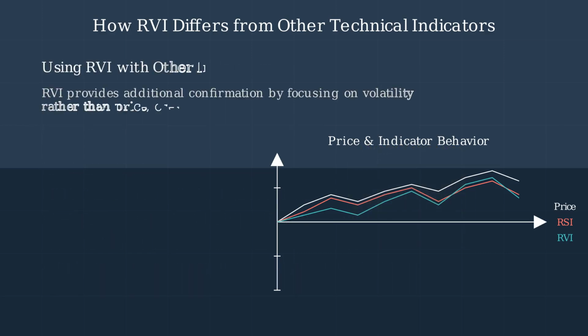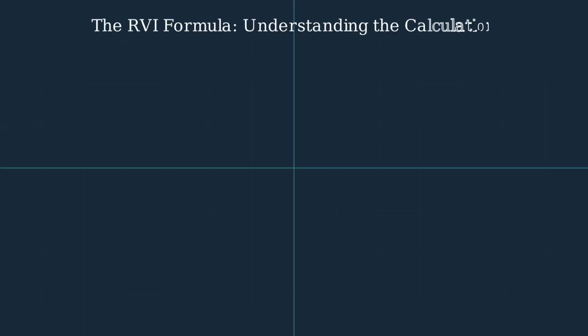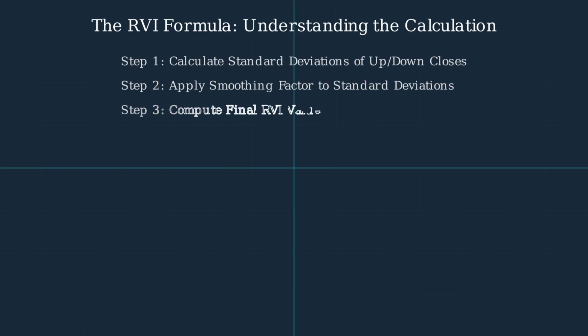Because of these differences, RVI works best when used alongside traditional indicators, providing a more complete picture of market conditions and potential trend changes. The Relative Volatility Index calculation involves a methodical process that measures the relationship between upward and downward price volatility.